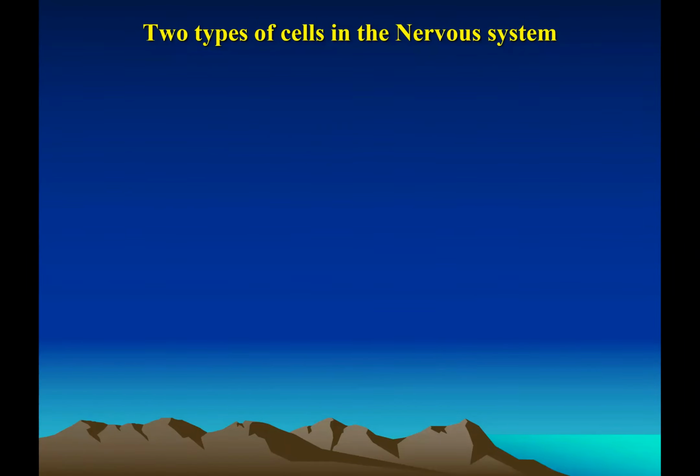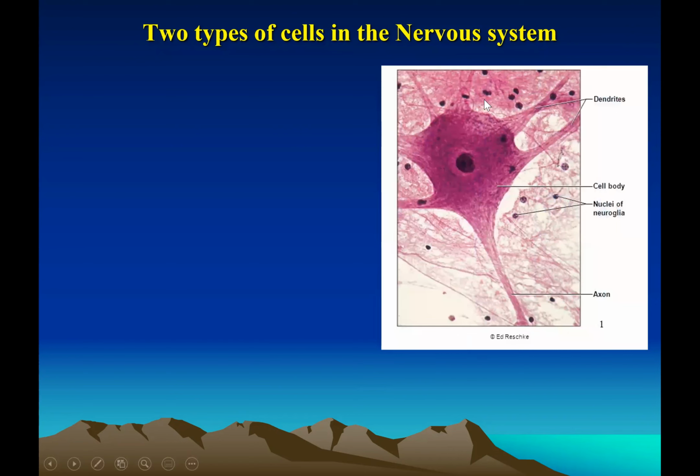What are the two types of cells that you can find? Here's a micrograph of a neuron slide. You can see a very large cell. It has all the different cell organelles, but it's highly modified because it's a very unique cell that is designed to transmit electric impulses called action potentials. The cells in the nervous system are called neurons. So this is a neuron.